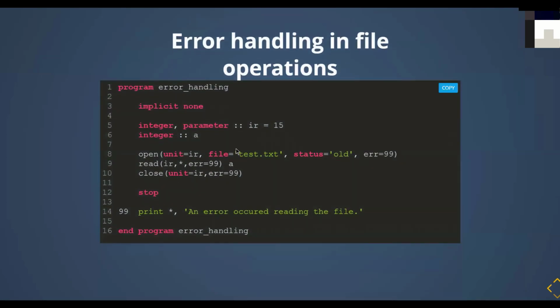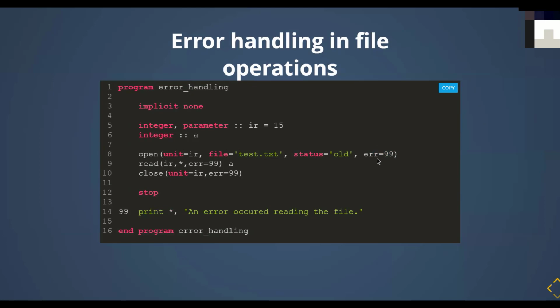So here I open a file, and there you can specify error equals 99. That means that if any error happens, it will jump to the label 99. And this is the only place where you actually use line numbers in Fortran. So this is an exception. The only place you should use line numbers is for error handling. If something goes wrong during the open and close here, it will jump to 99 and print this out. You can do your own error handling here as well.